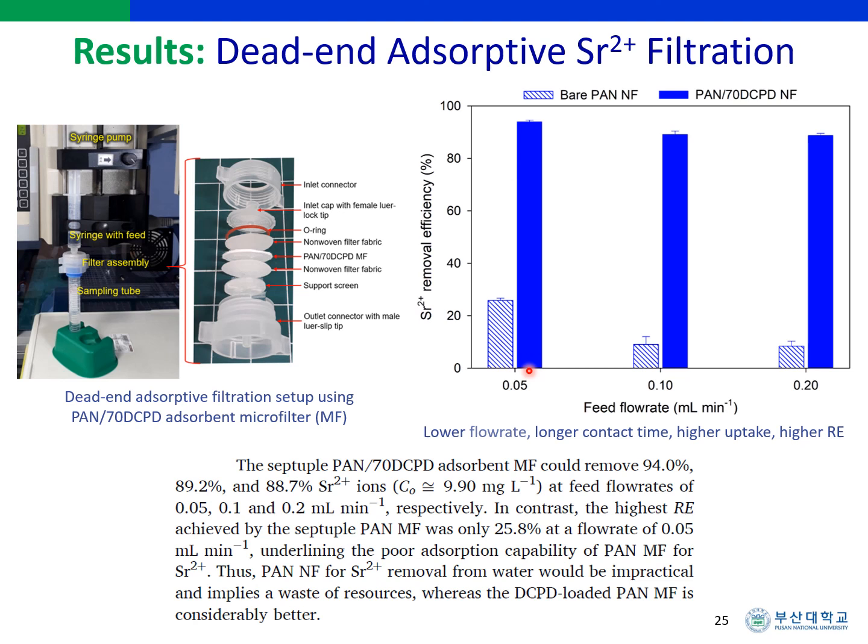Therefore, using pure PAN nanofiber for strontium removal from water would be impractical and implies a waste of resources, whereas a DCPD-loaded PAN microfilter is considerably better. However, a further investigation of the combined effect of aqueous feed concentration, flow rate, and effective filtration area may improve the efficiency of adsorptive filtration using the PAN 70 DCPD microfilter.